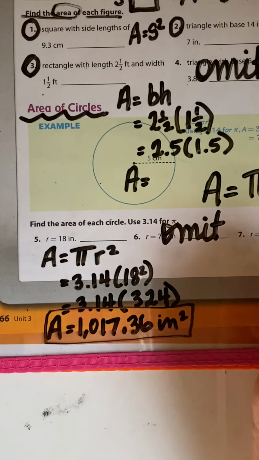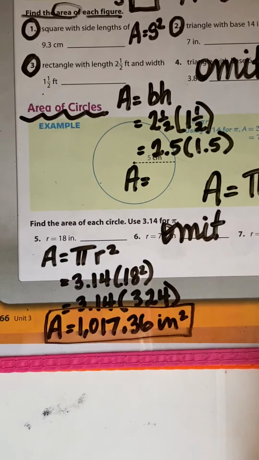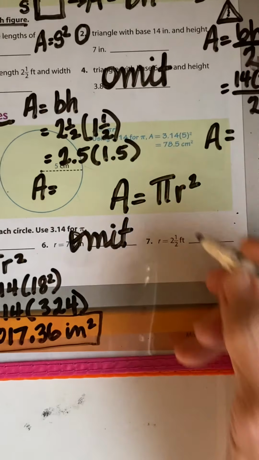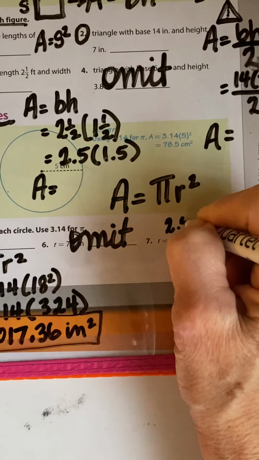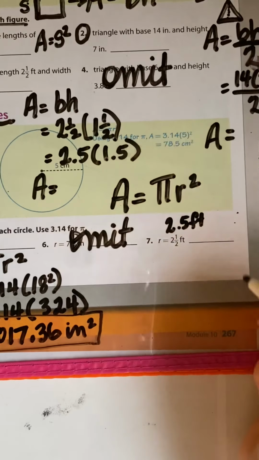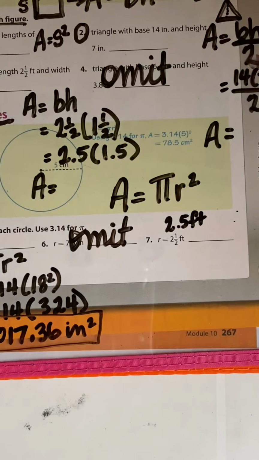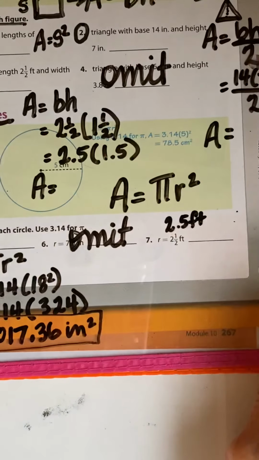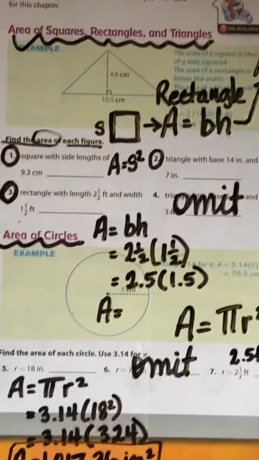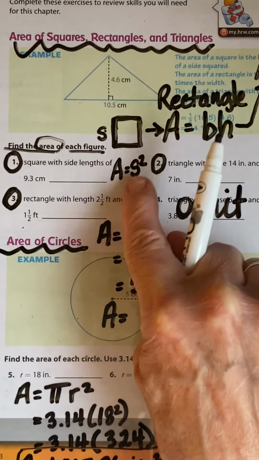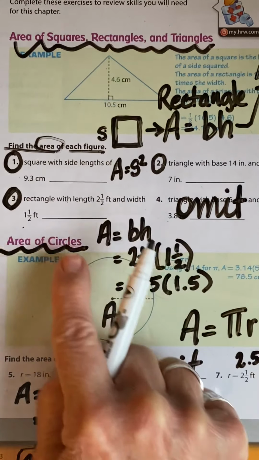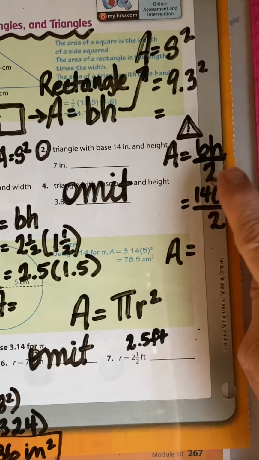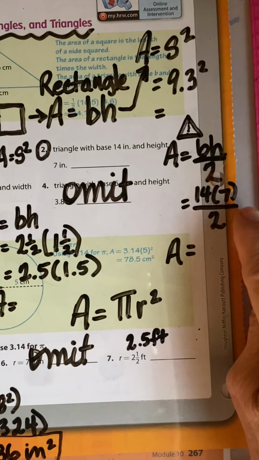Omit number 6. You do number 7 by yourselves. And again, it's okay to use 2.5 for your radius on number 7. But do it just like that, just like number 5, of course. Okay, so there is your formula. Area equals s squared for number 1. Number 2, area equals base times height divided by 2. There, it's all set up.